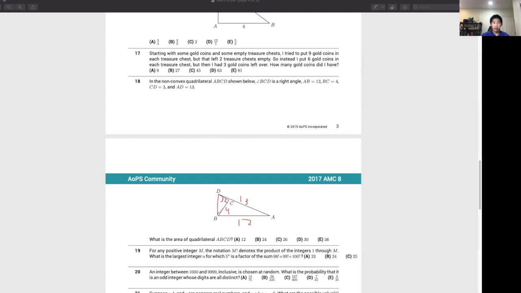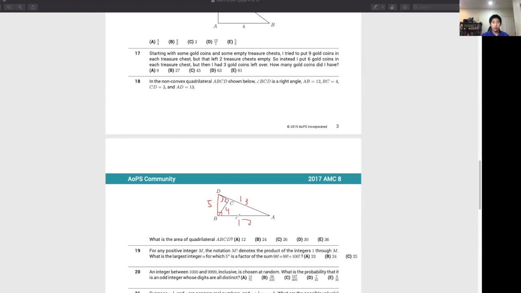We can use the Pythagorean theorem. We know that DB squared is equal to 3 squared plus 4 squared, and 3 squared plus 4 squared is 25, and that means that DB squared is 25. That tells us that DB is 5. And now, perhaps through some experimentation, we find that 5 squared plus 12 squared is 13 squared. And that means that ABD is also a right triangle.